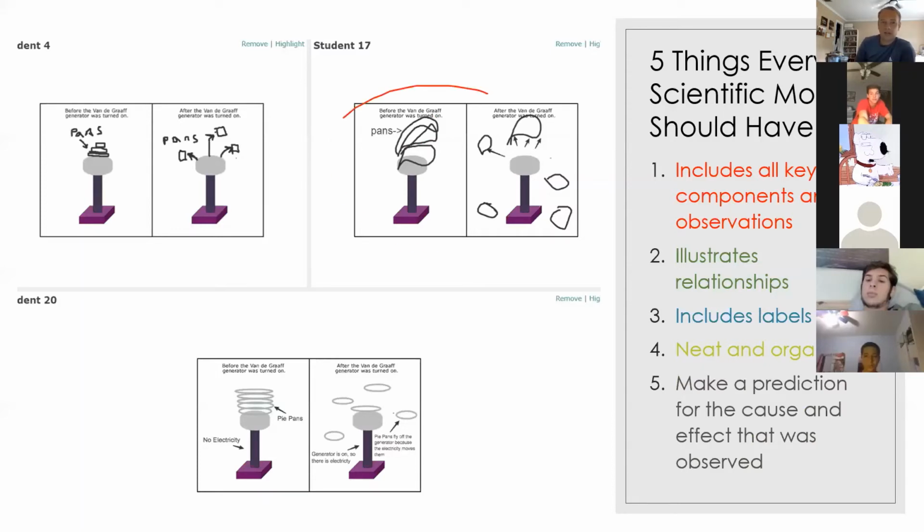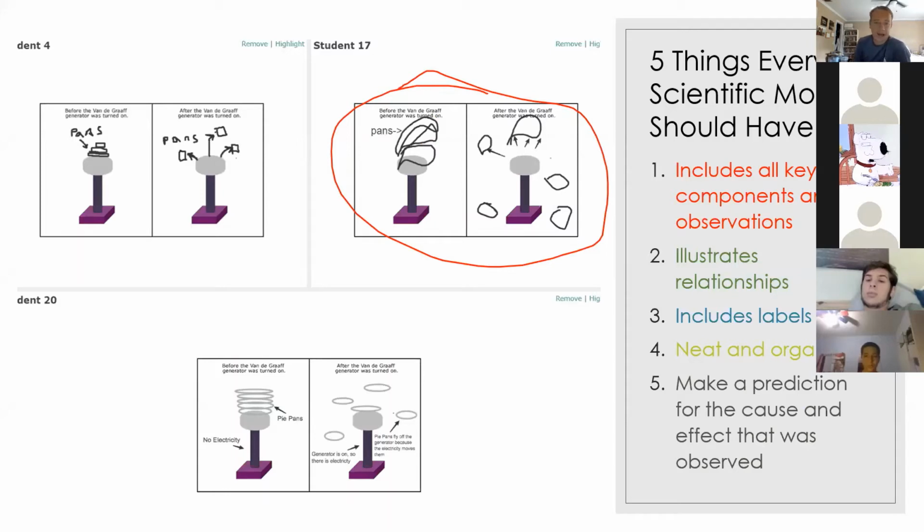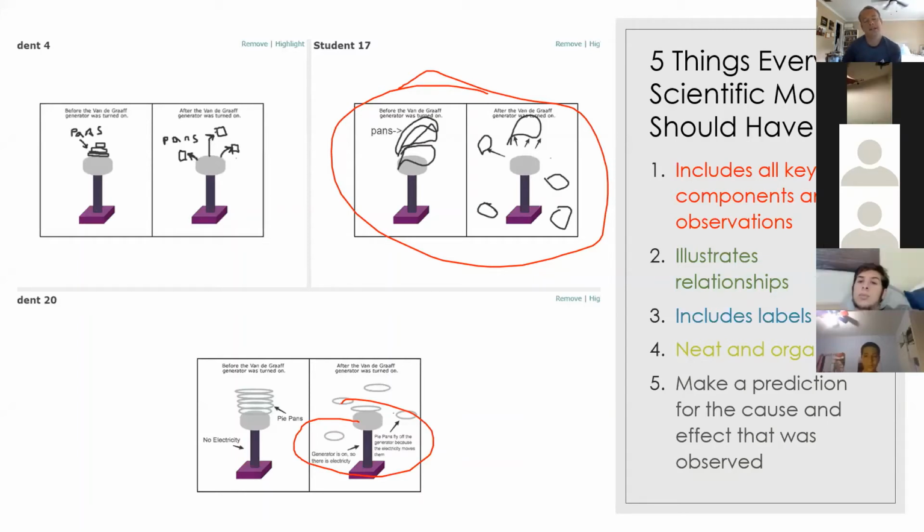So here, there's no prediction, right? It shows what happened, but there's no prediction as to the reason why it happened. Here, there's at least some sort of prediction, right? Electricity caused it, whatever. So eventually we're going to have assessments and stuff like that for the online classes.